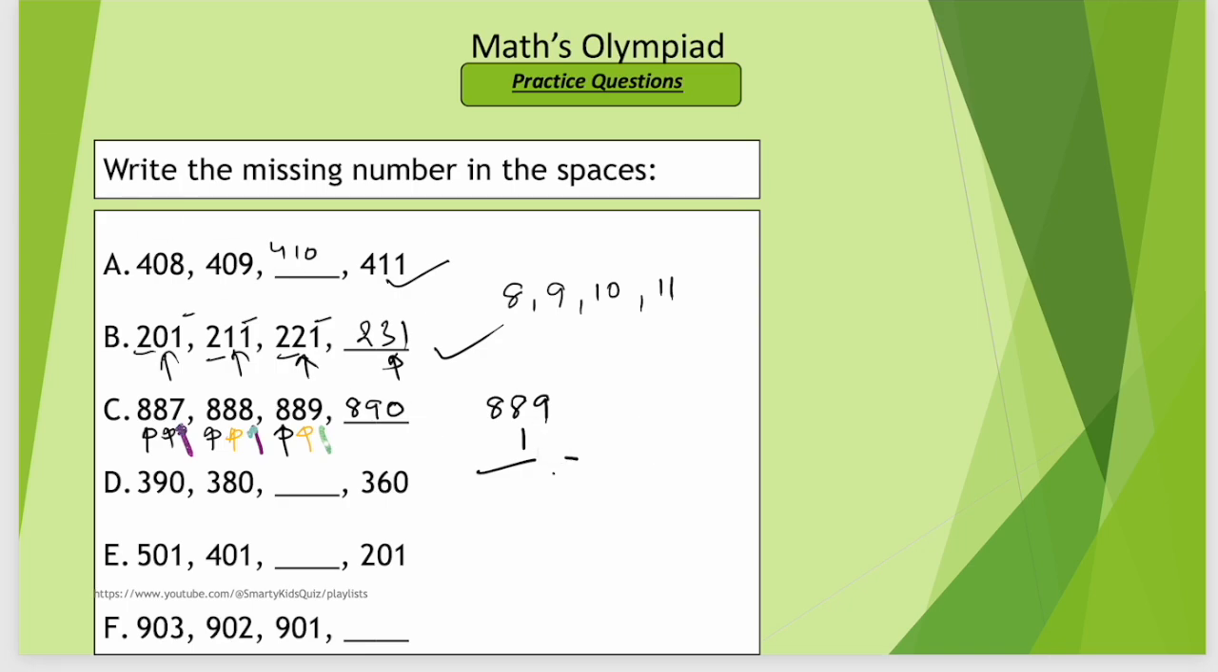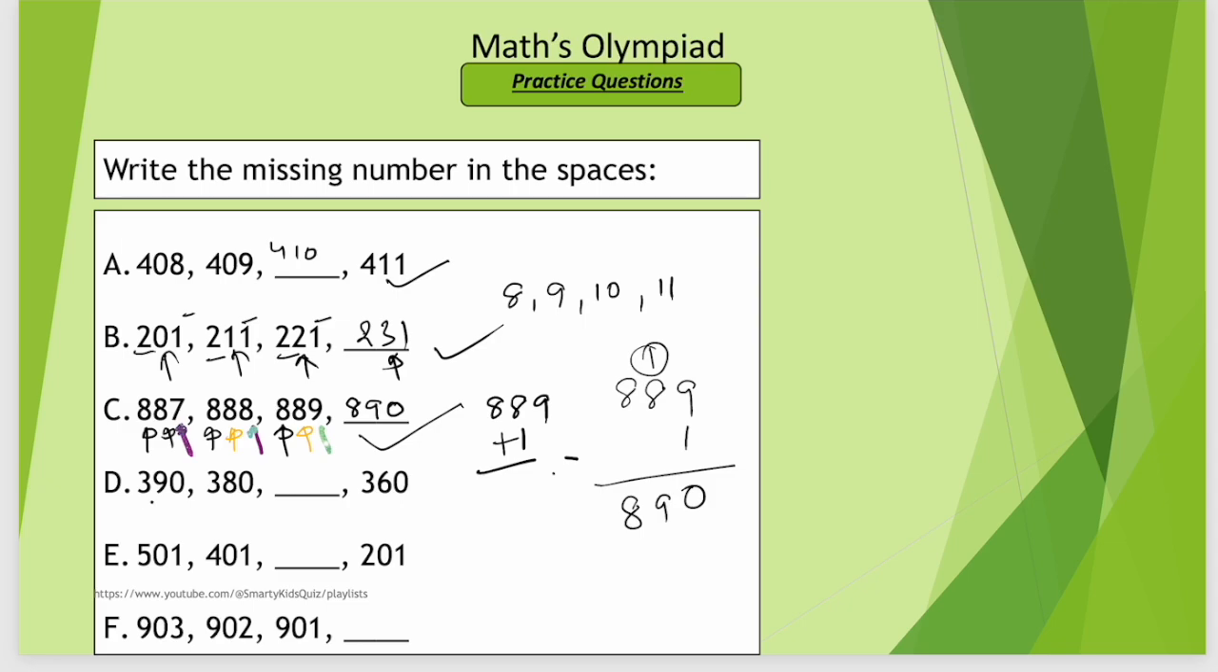Just write it here. Go back to the pen. See, it is increasing by 1, right? Let me write again. 8, 8, 9, 1. Increase by 1. So 9 and 1, 10. 1 carry forwarded. 8 plus 1, 9. 890. So the answer is 890, right?